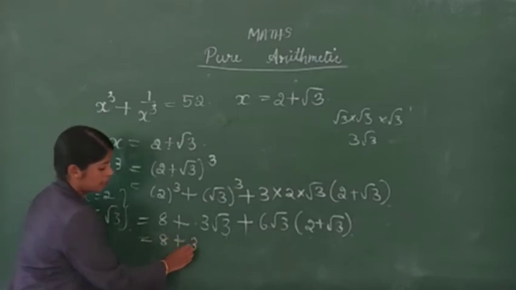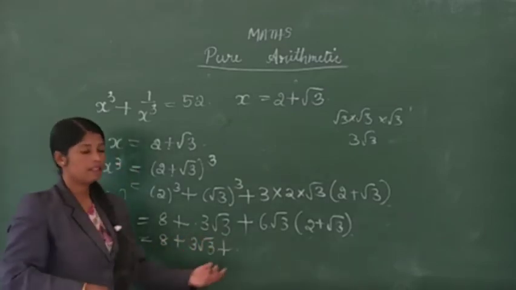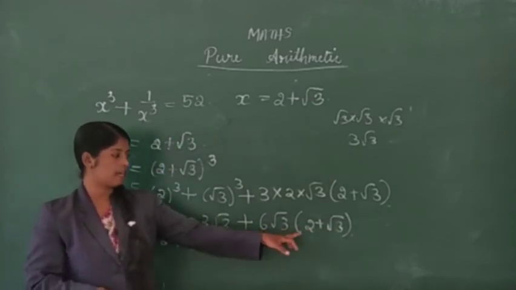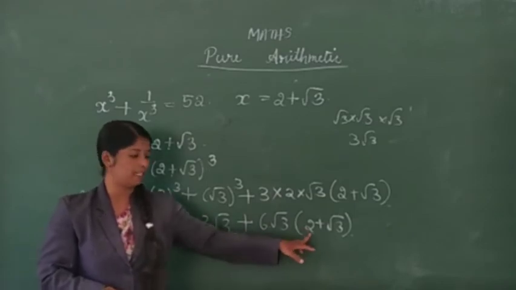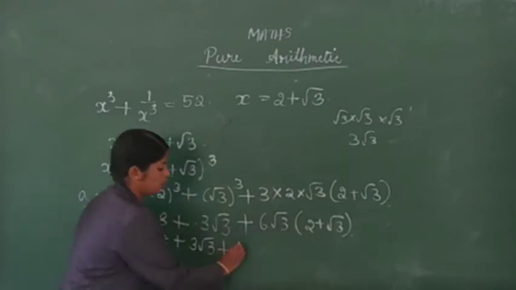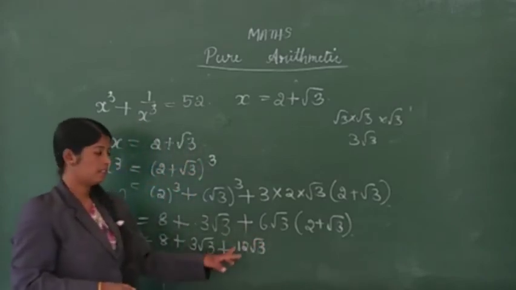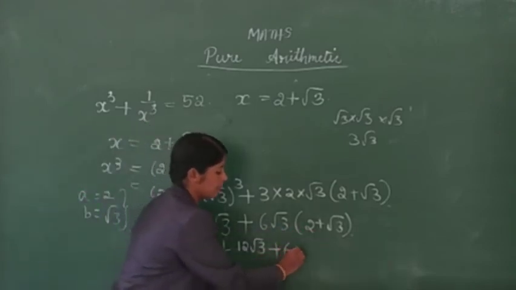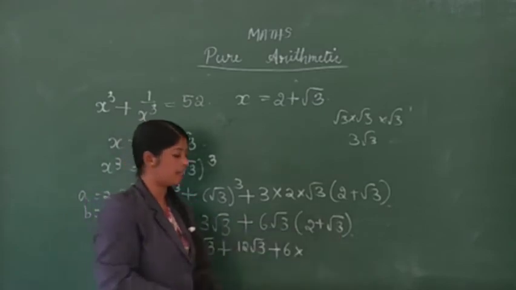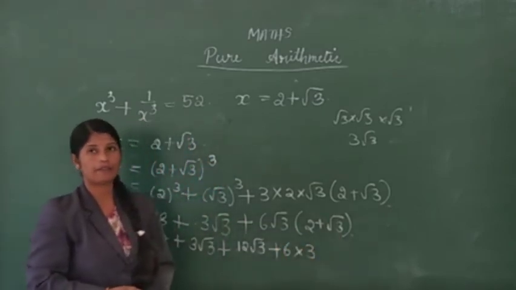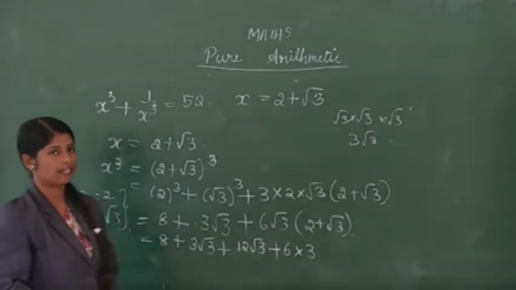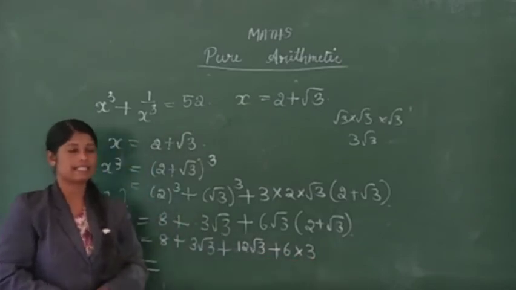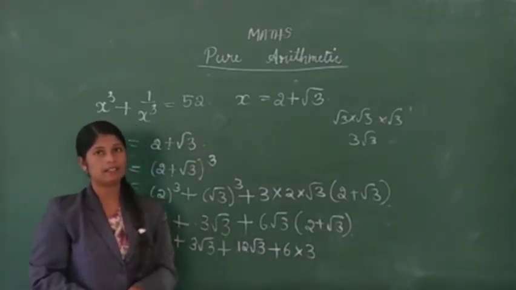8 plus 3 root 3, plus this number should be multiplied with each number inside the bracket. So here 6 and 2 are the coefficients, so we can multiply these two. 6 2s are 12 root 3. Then plus, 6 into 1 is 6. Then square root of 3 3s are 9, square root of 9 is nothing but 3. Right? So that is equal to, then we simplify: 6 3s are 18. Right? 8 plus 18 is 26.